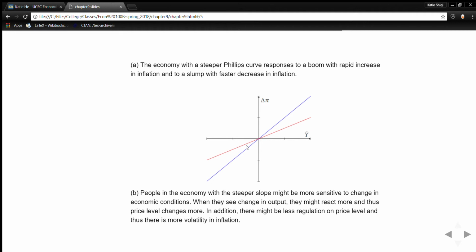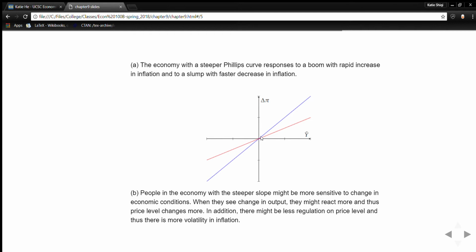And if you take a look at the blue line, you can see that it actually decreases really rapidly. So we'll have a very big change in the inflation rate because of how steep this Phillips curve is. Versus the red line, we'll see a smaller change over time because the line is really flat. So the slope of the Phillips curve really captures how sensitive people are to changes in economic conditions.